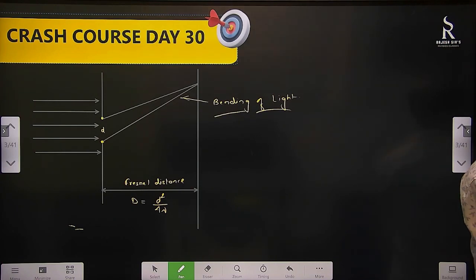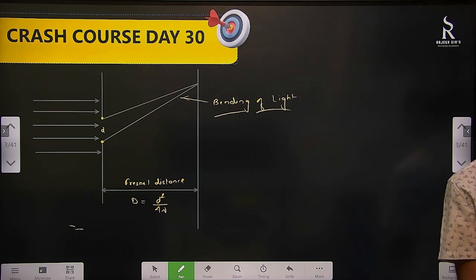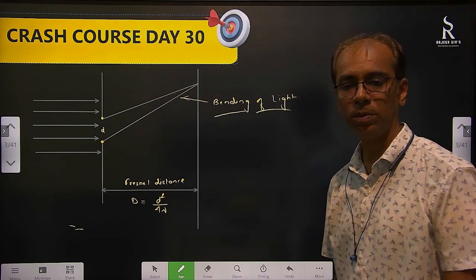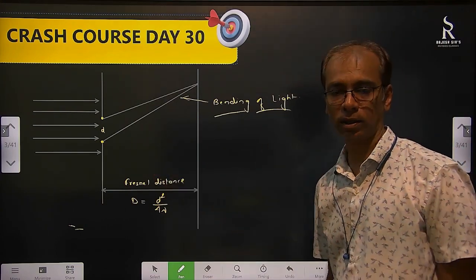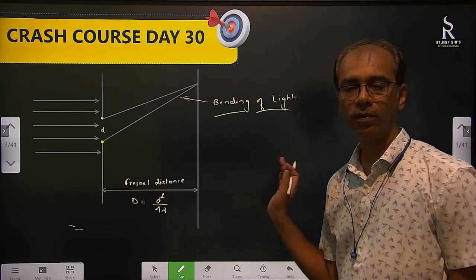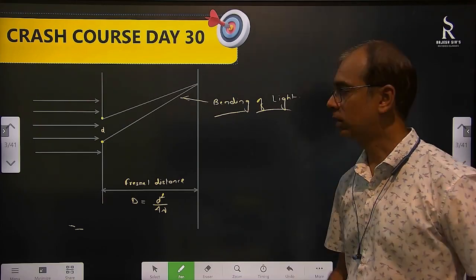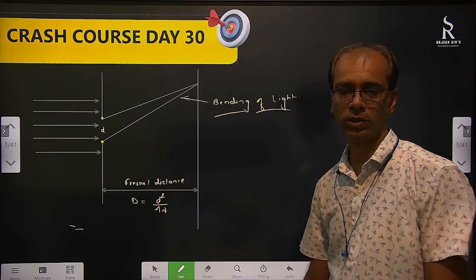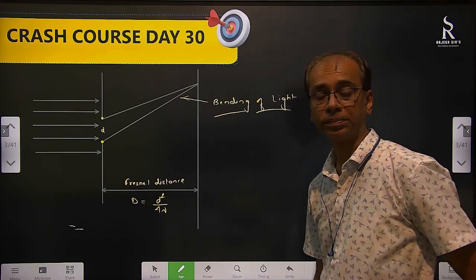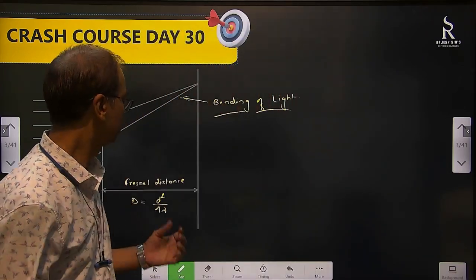D equals d squared by 4 lambda is the distance between your source and the screen. Then only are we going to observe this pattern which is called diffraction. So this is Fresnel's distance. Even when we are studying Fraunhofer diffraction, we consider this should be the minimum distance between source and the screen. Then only can we see the bending. If this distance is less than this, then we will not see bending. We will see that light is traveling in a straight line only. That means the screen is very close to this opening. So this is what Fresnel's distance is.